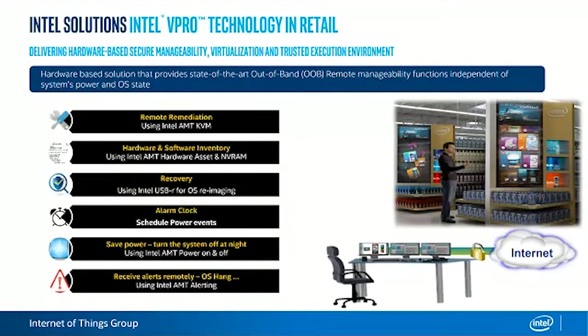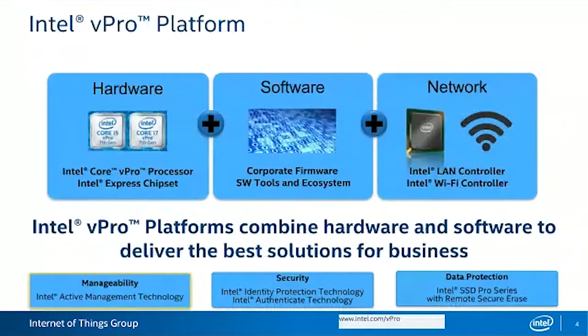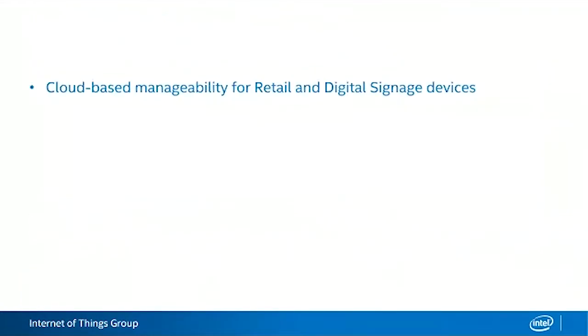With this, you can see there are key advantages of using hardware-based manageability as it is built into the hardware as well as it reduces the BOM cost. Intel AMT is an important ingredient of the Intel vPro brand for security and manageability, along with Intel Authenticate, Intel Trusted Execution Technology, and many more. For more information on Intel vPro, please visit our website at www.intel.com/vpro.